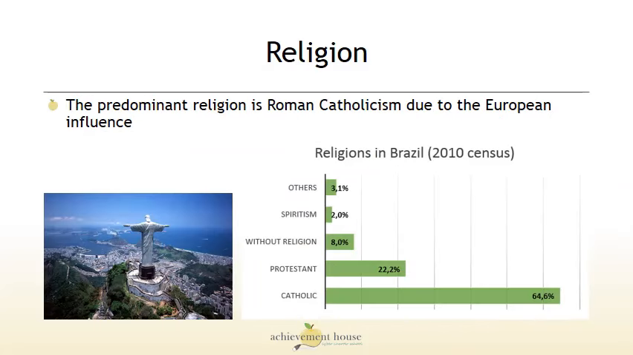The predominant religion is Roman Catholicism due to the European influence. If you look at this bar graph, the religions of Brazil, according to the 2010 census, over 64% of the people living in Brazil considered themselves Catholic.